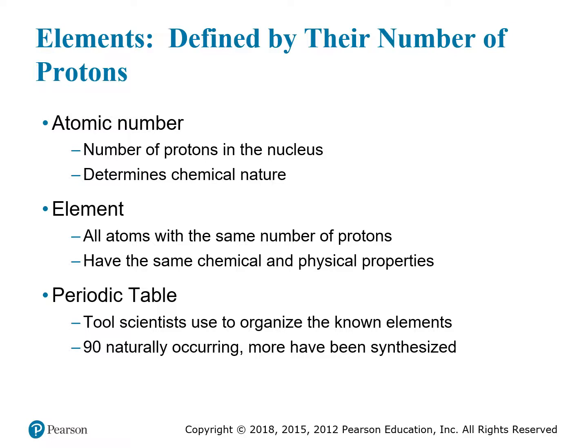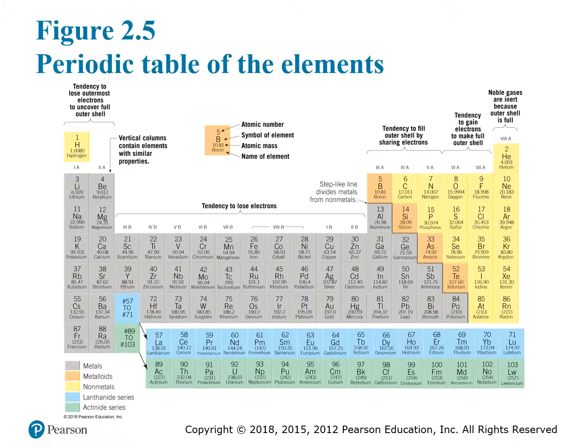So how do we represent all of these elements that exist in nature? Well, we use what's called a periodic table. It's a tool used to organize those known elements into actually 92 naturally occurring elements. More have been synthesized, but they're very, very complex and have a very short lifespan because they're so large. The atomic structure can't be held together naturally.